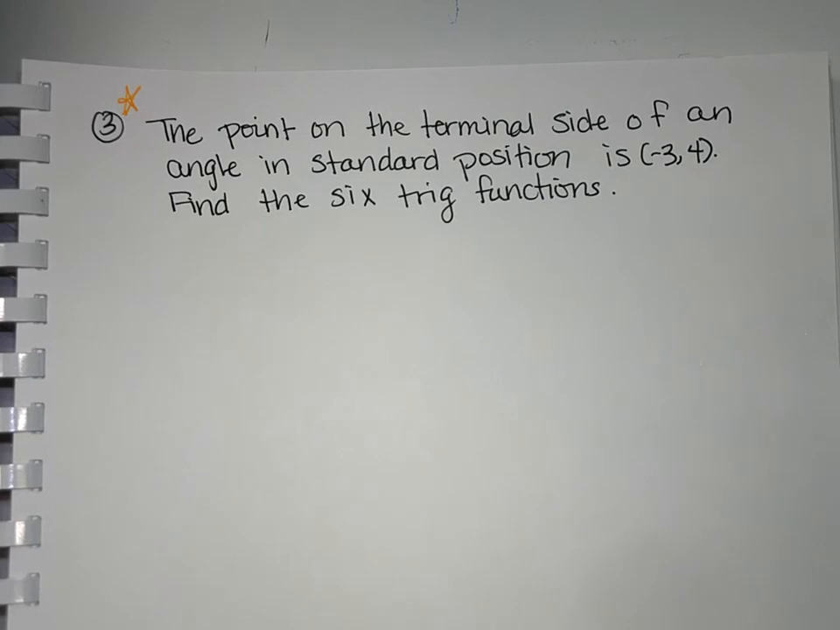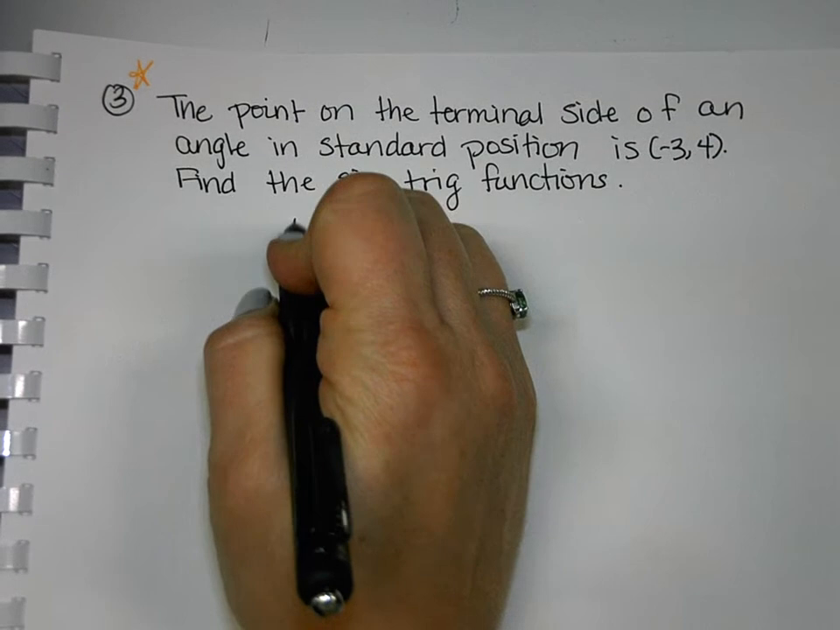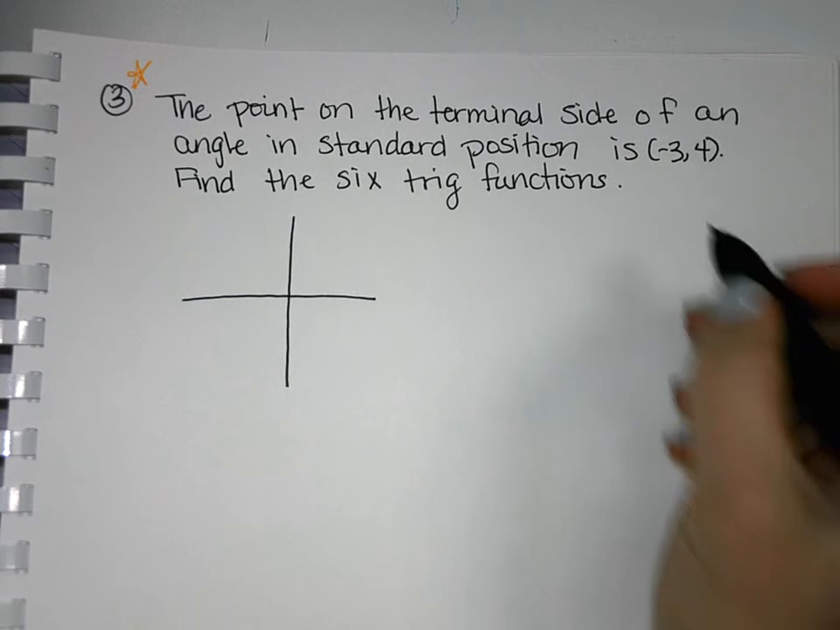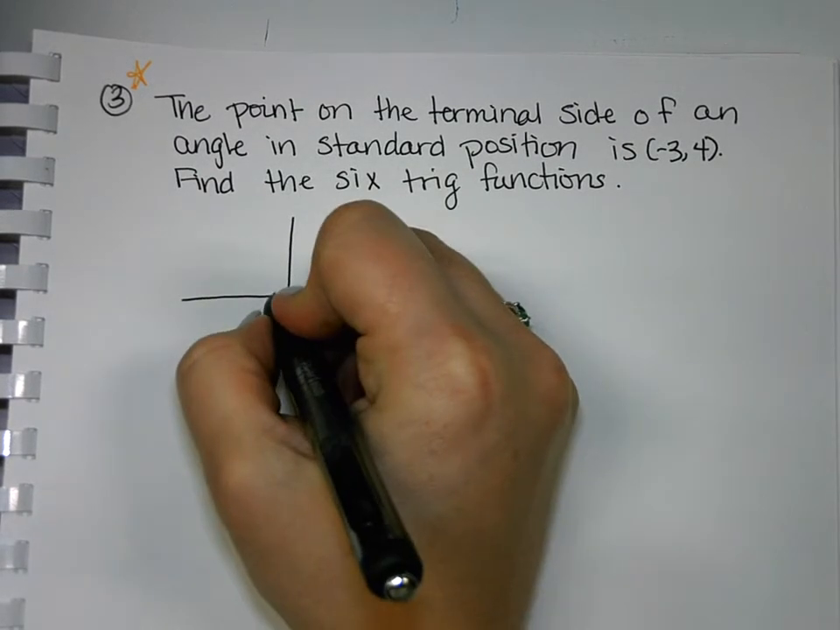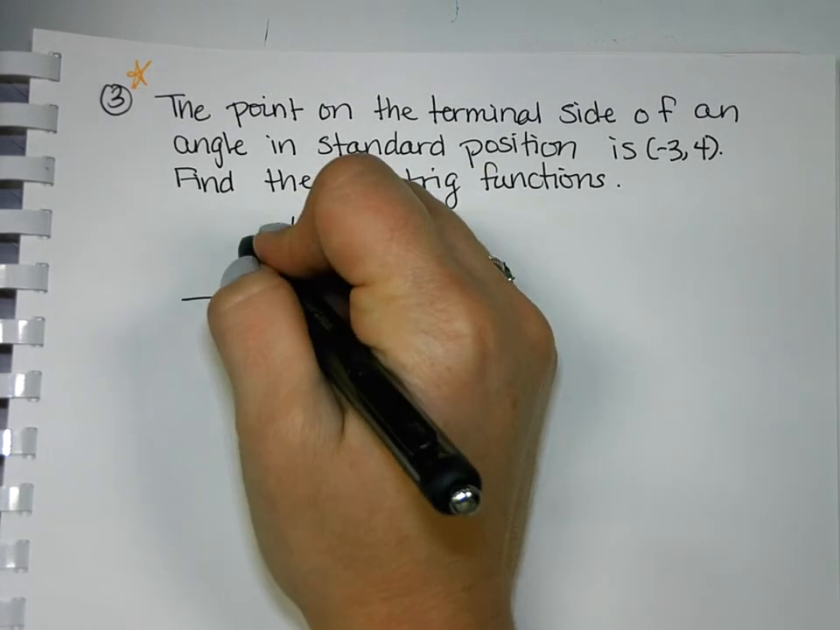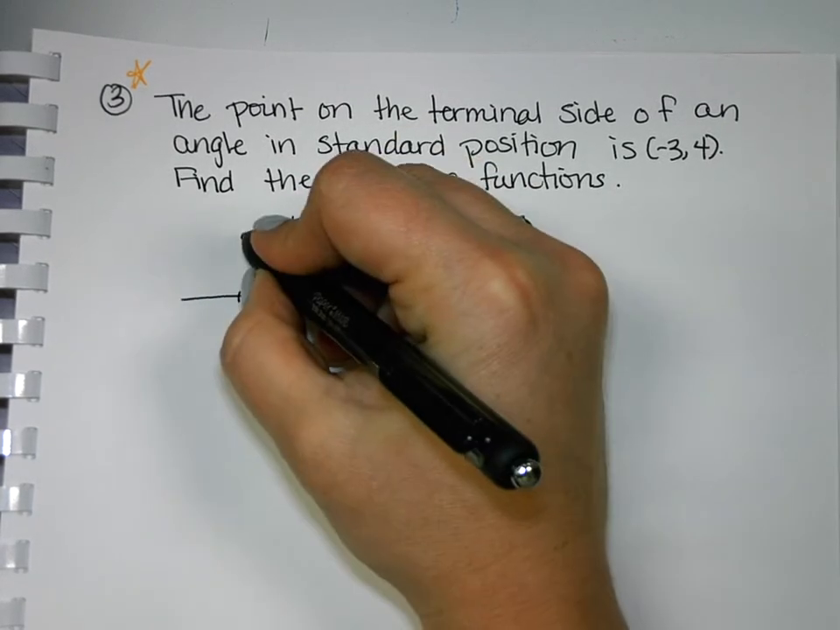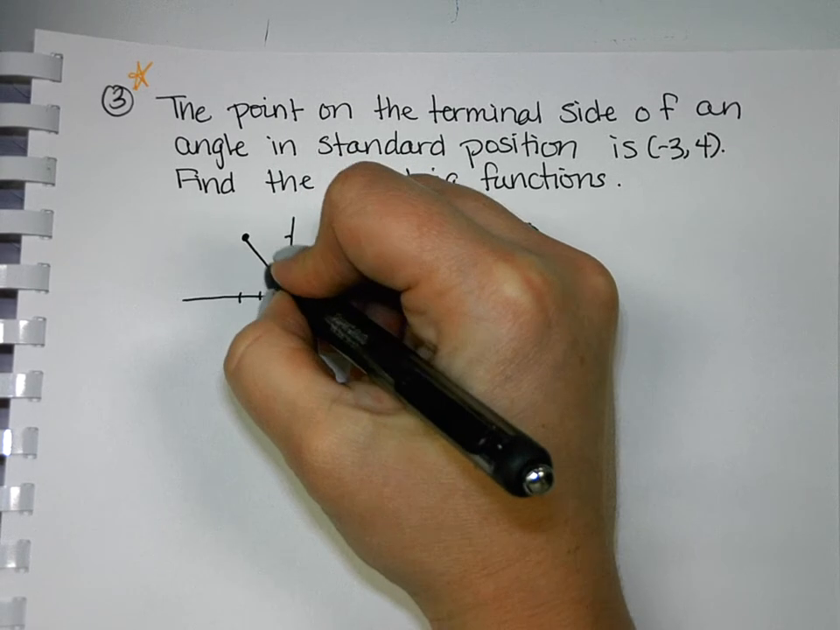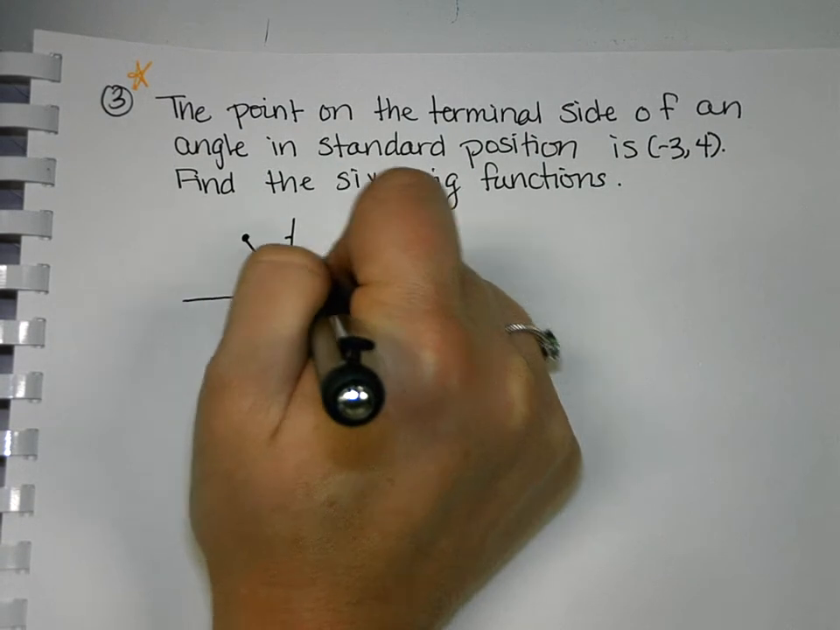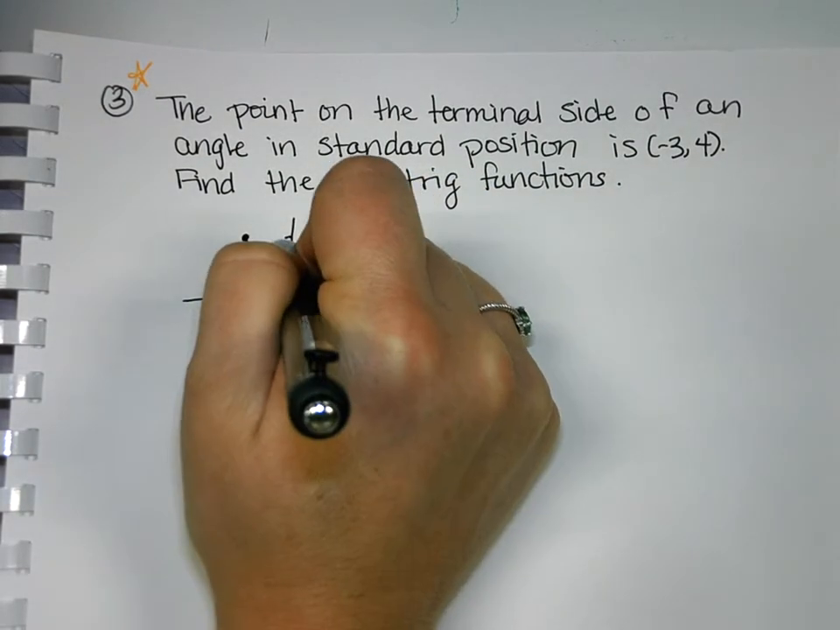So again, one of the first things you want to do is draw it, because we can do things a lot better when we can see it. So I'm going to draw my XY axis, and I'm going to plot the point -3, 4. 1, 2, 3, 1, 2, 3, 4, -3, 4. That's the point on the terminal side. So that means my terminal side is right there. So I have this angle in standard position, meaning it starts here and goes all the way here.